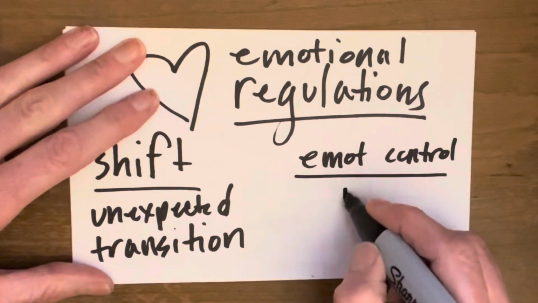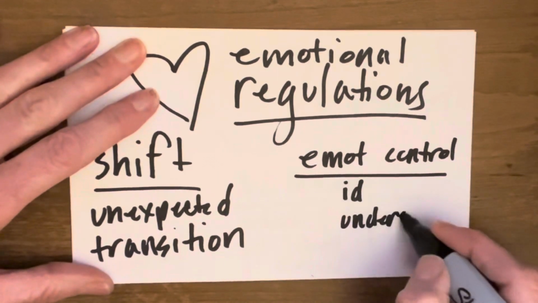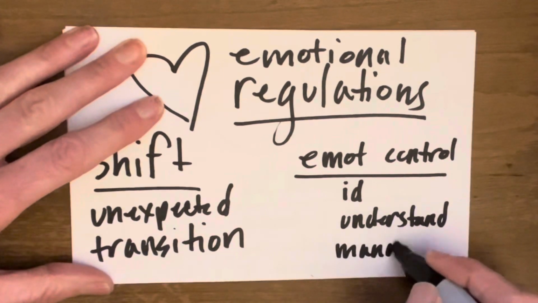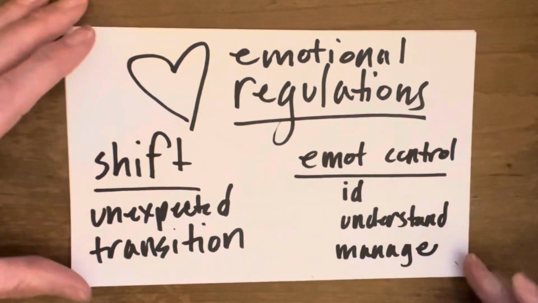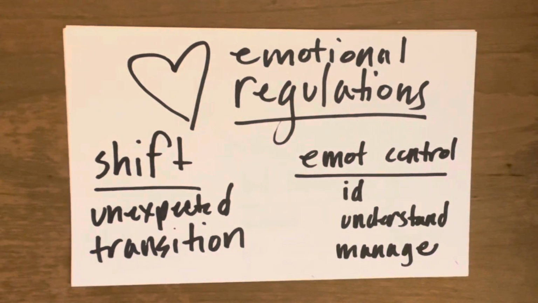can I identify what's happening? Can I understand? And can I manage it? Can I soothe my response? And when I soothe my response, I'm contributing to a regulated state.